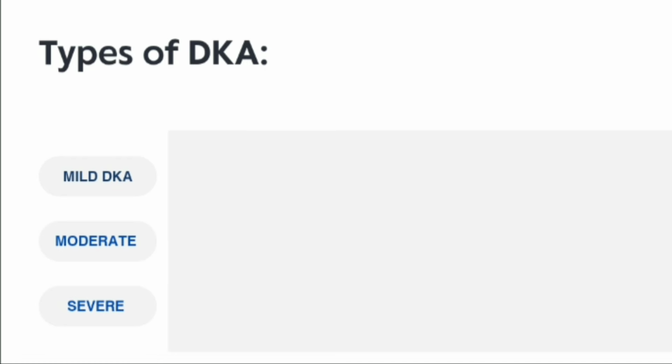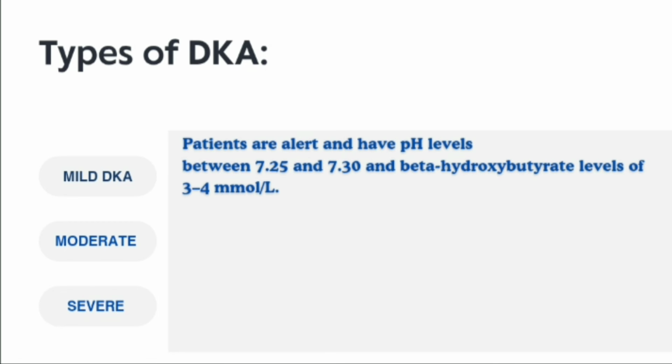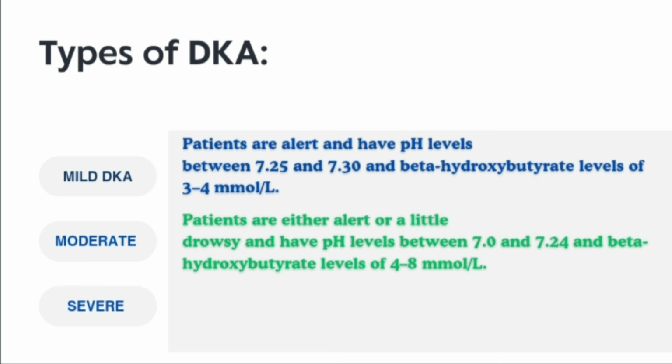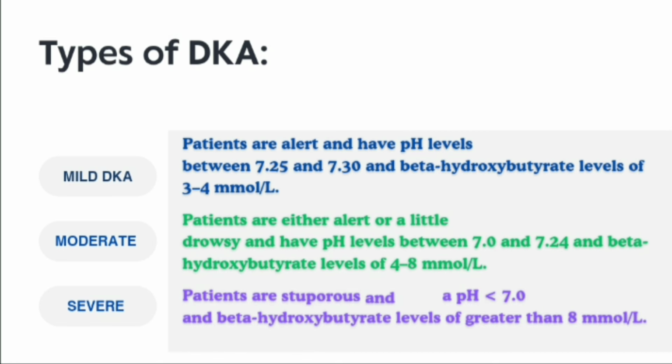Now what are the types of DKA? According to severity, DKA can be classified into mild, moderate and severe DKA. In mild DKA, patients are alert and have pH level between 7.25 and 7.3 and beta-hydroxybutyrate levels of 3 to 4 millimole per liter. In moderate DKA, patients are either alert or a little drowsy and pH level is between 7 to 7.24 and beta-hydroxybutyrate level is 4 to 8 millimole per liter. In severe DKA, patients are stuporous and pH is less than 7 and beta-hydroxybutyrate level is greater than 8 millimole per liter. Patients with mild DKA can be treated in the emergency department. However, patients with moderate to severe DKA require ICU admission.